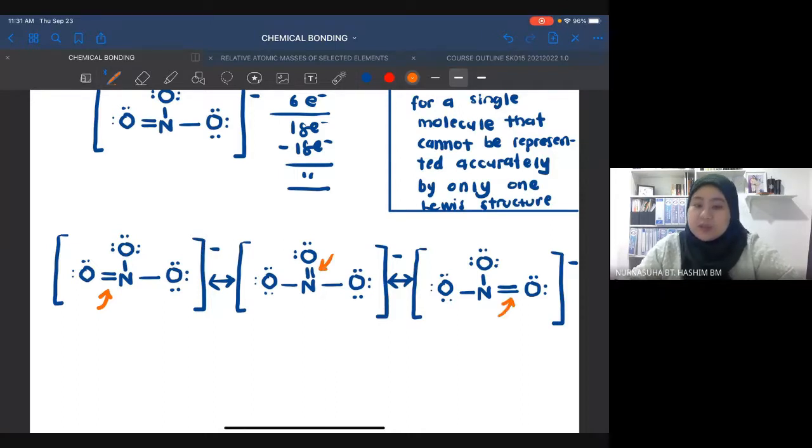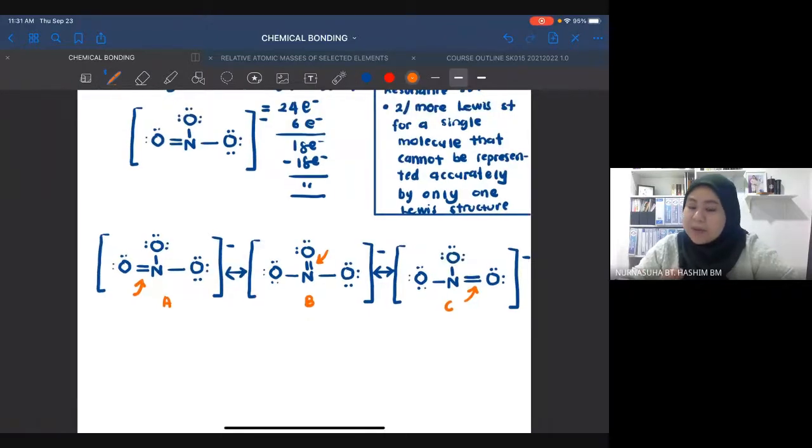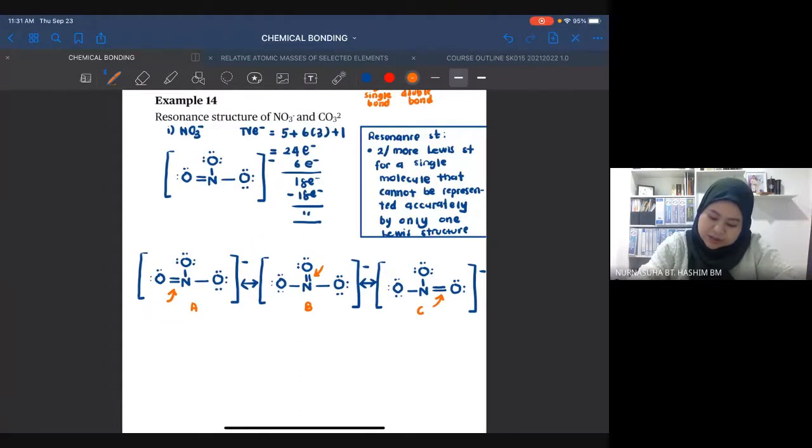Okay, so each of the structure here A, B, C for example are all resonance structure. Jangan confuse dengan plausible structure. Okay, so semua A, B, C ni memang stable. Kalau awak kira formal charge pun semua tu samalah formal charge dia. Okay, so basically this is the resonance structure.